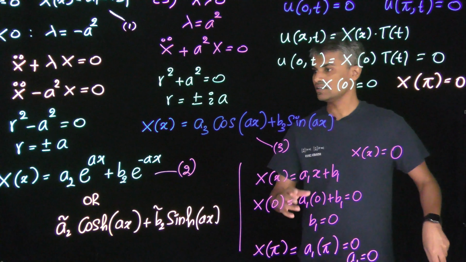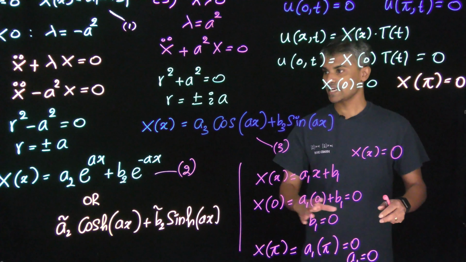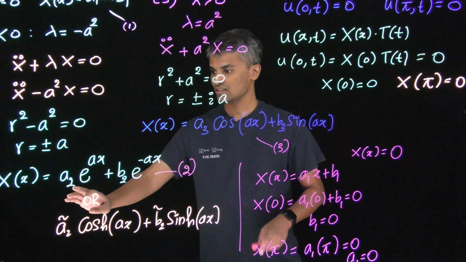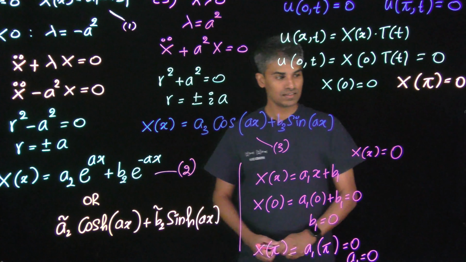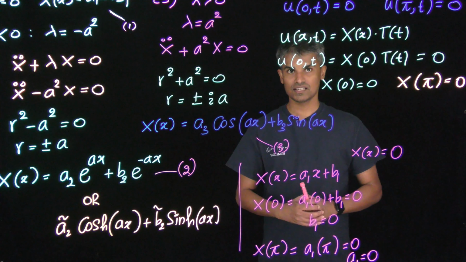Okay, now let's see whether we can get any information for a2 and b2 using the same boundary conditions, and I will do that in the next video.